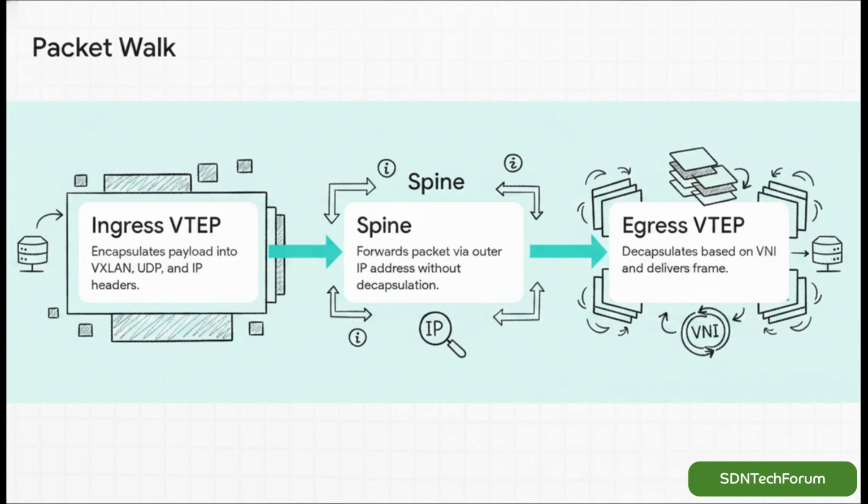Now here's a really fascinating detail. That spine switch knows absolutely nothing about MAC addresses or VXLAN. It doesn't care. It simply looks at the outer IPv4 destination address and routes it normally. Finally, the egress VTEP receives it, strips off that VXLAN header based on the VNI, and delivers the original frame right to the destination server. It is just a brilliant separation of duties.